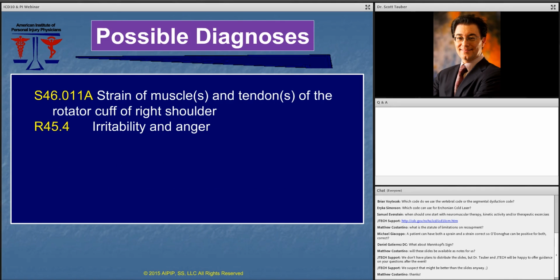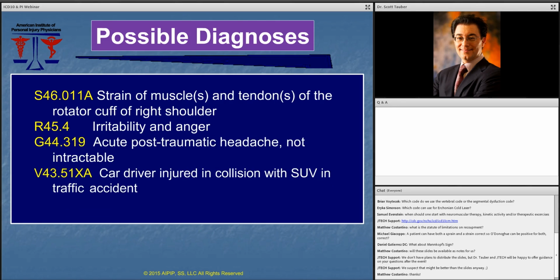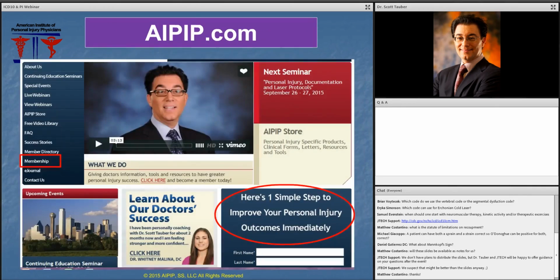So your S codes and your V codes, which are your external cause codes, will require that 7th digit. You have traumatic headaches. Notice here again, your V code does require a 7th digit. In this case, we only have one dummy placeholder, that X right there, and then we can get to the A. But notice the description, car driver injured in collision with what? SUV. That's why in my history, I got specific and mentioned that the vehicle was an SUV in traffic accident. All right. Hopefully that made some sense.